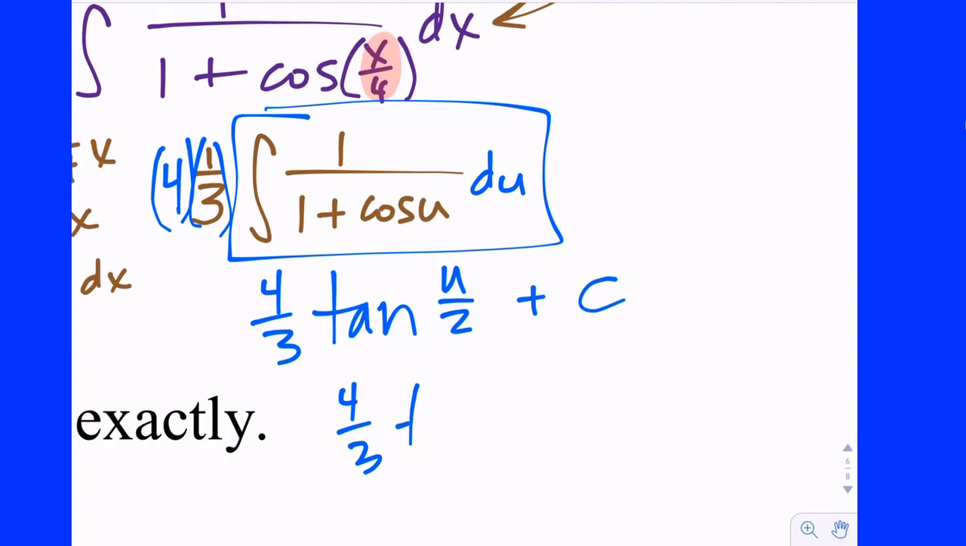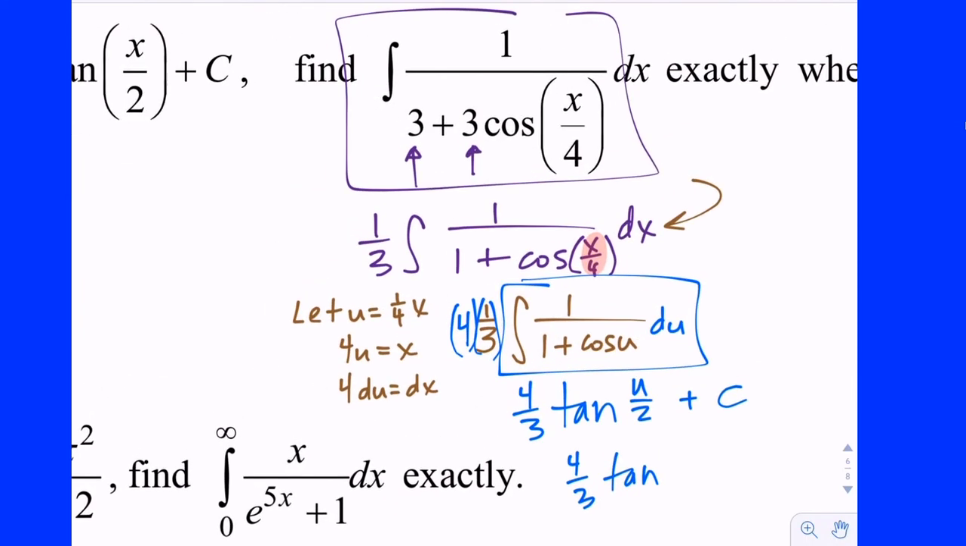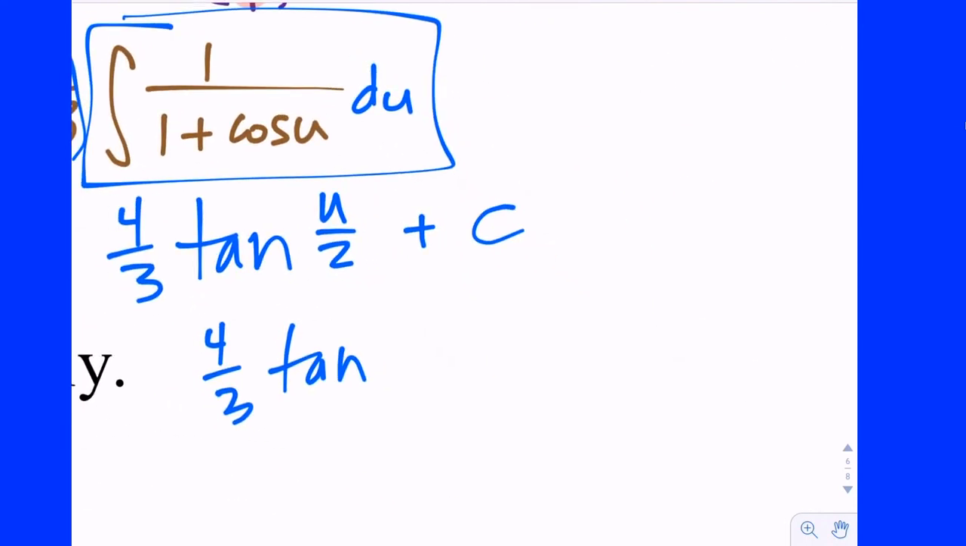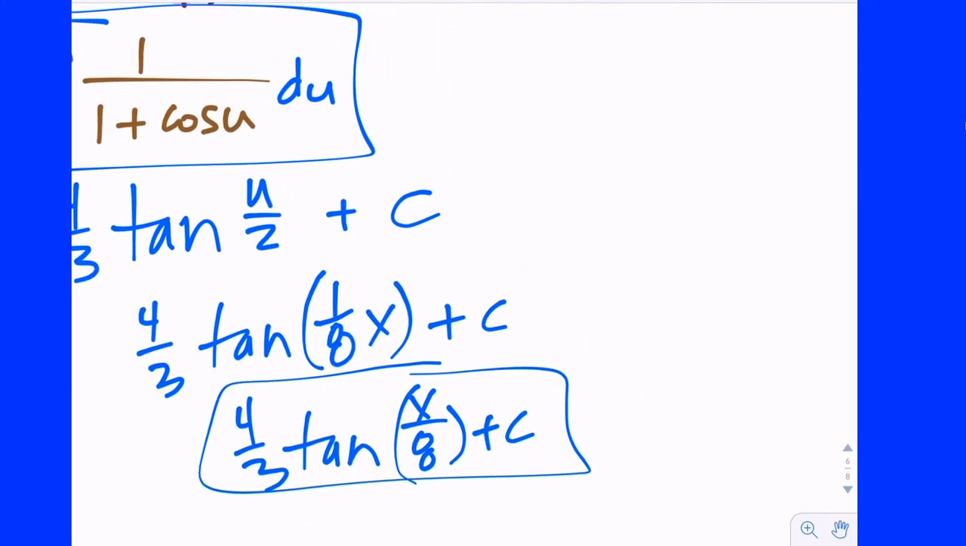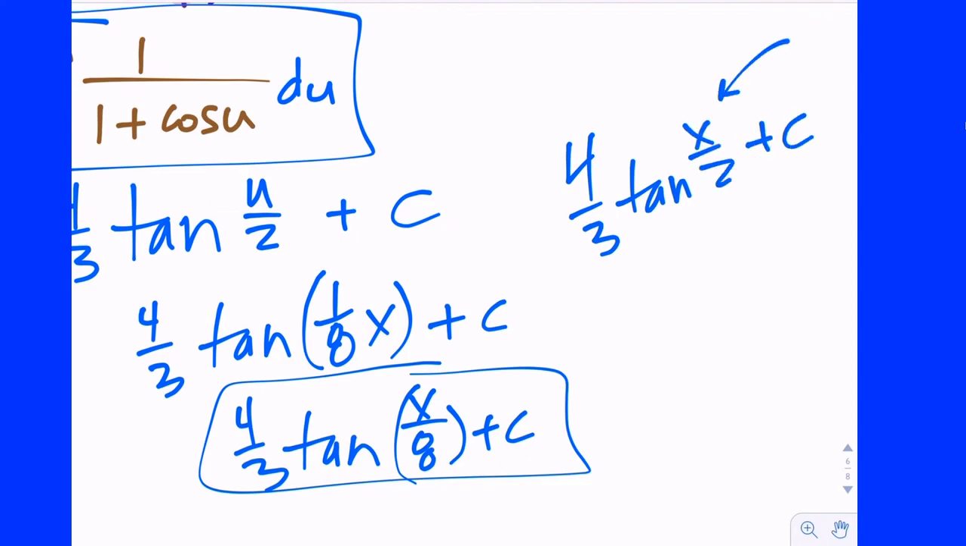So what was u temporarily standing in place of? 1/4 x. So what's half of a fourth? 1/8. So you can call it 1/8 x plus c, or you can call it x over 8 plus c, whatever you want. And that's the correct answer. And on the key, I believe I wrote it as 4/3 tangent of x halves, which would make a great multiple choice answer choice. You get hasty at the end, and you kind of just let your hand finish up the job while your mind is thinking about puppy monkey baby.